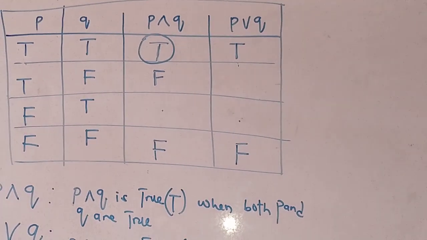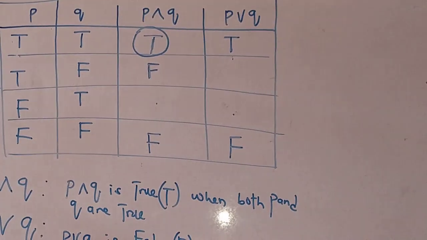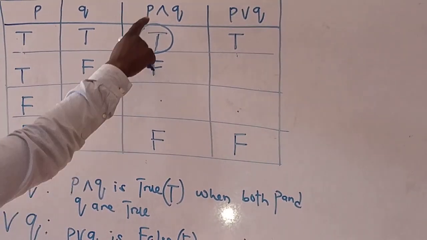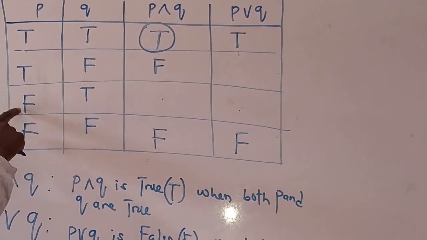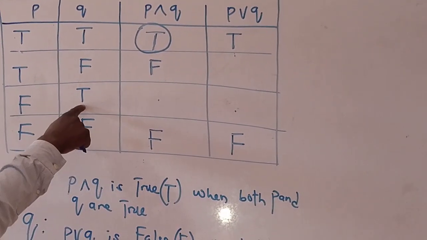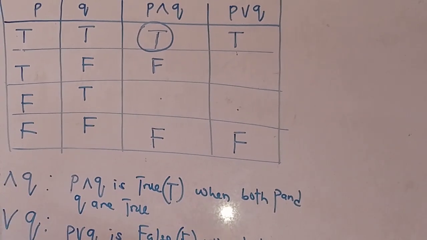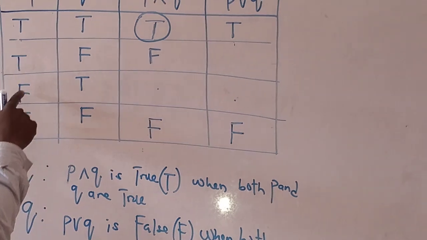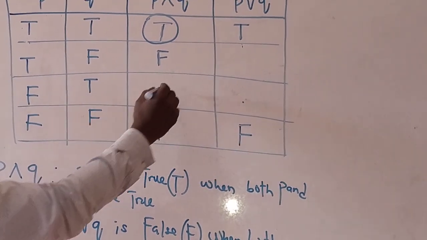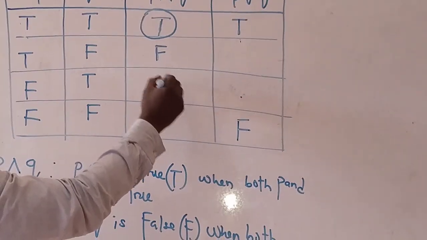Now, for this one again, we are still with conjunction. When P is false, Q is true, our answer will be what? Don't forget, it can only be true when both P and Q are true. So our answer here is false.